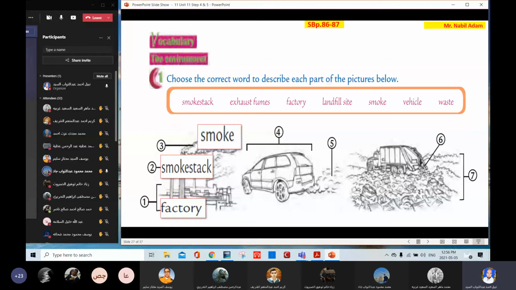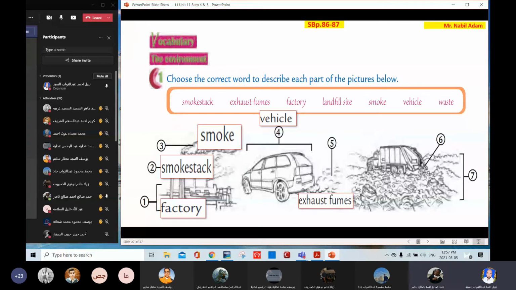Okay, Yusuf Atiyah. Number four. What's number four? It's a vehicle. Yes, good. It's a car, a vehicle. Yes, Hamad Salah. What's number five? Yes, teacher. Exhaust fumes. Exhaust fumes. Yes, very good. Okay, the last picture here, picture C. Abdullah Khalil. Number 6.